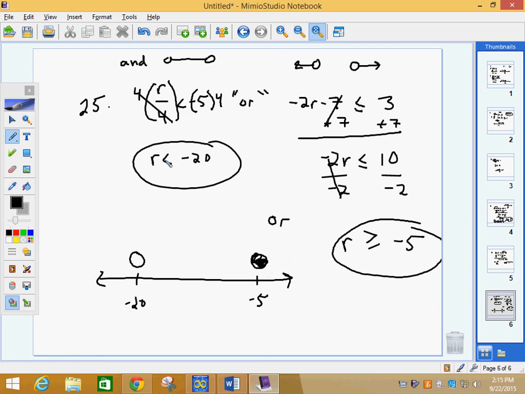Variables on the left over here, my arrow must point in my graph to the left, away from the negative 20. And over here with the negative 5, variables on the left, my arrow must point to the right because the inequality symbol points to the right, and that's the way that works.